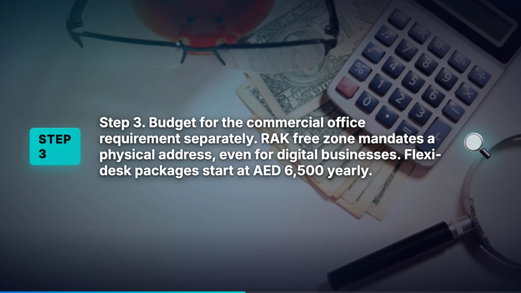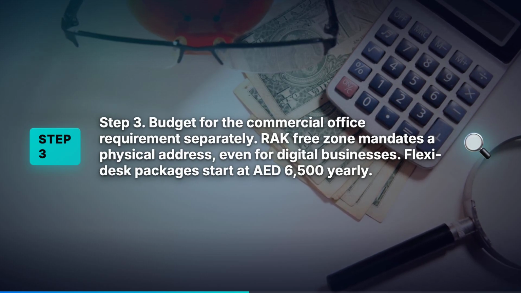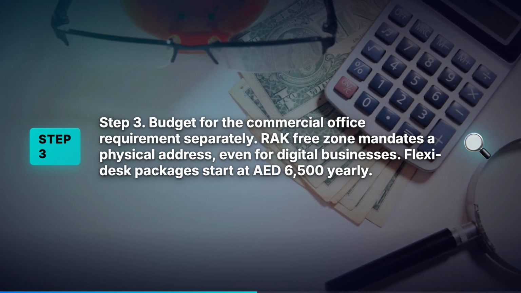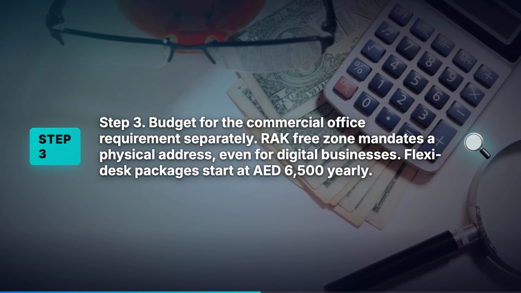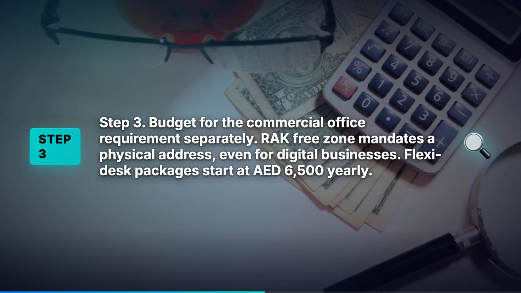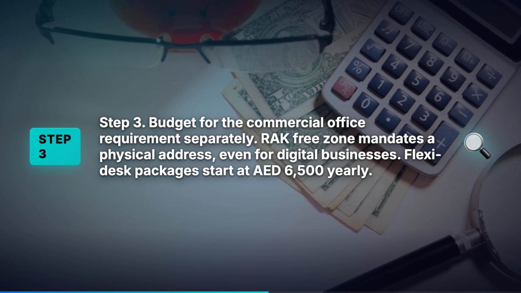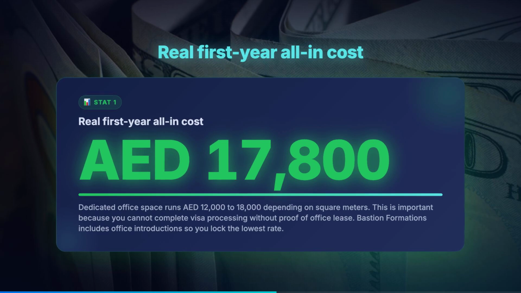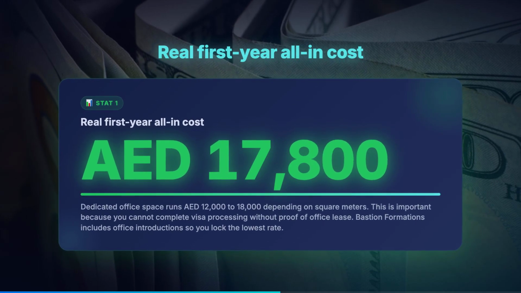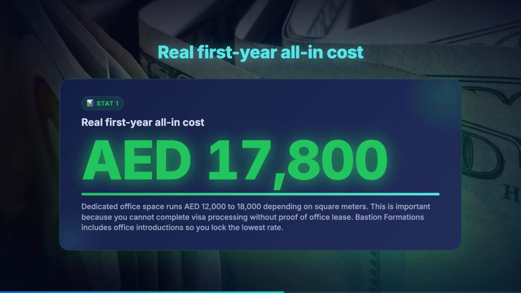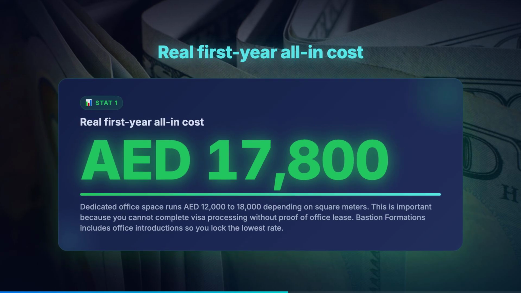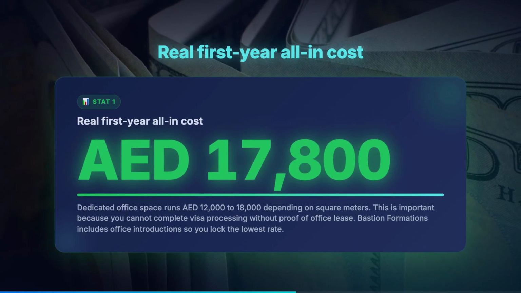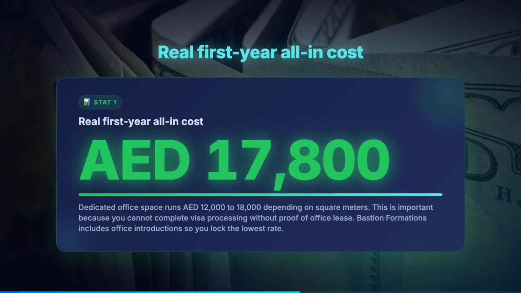Step 2. Add visa and Emirates ID to your budget. Visa medical and typing costs $600, Emirates ID costs $290, document attestation through a PRO costs $200. This is important because banks won't open your account until Emirates ID is issued, and that takes 21 days from application. Bastion Formations includes all of this in the AED $5,500 package, so you get one invoice, not 6 surprise charges.